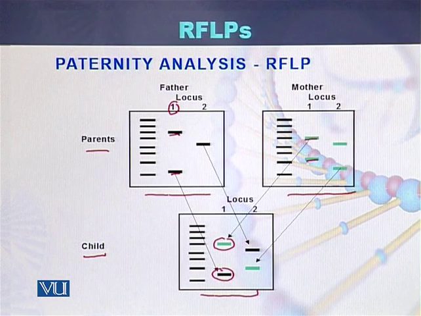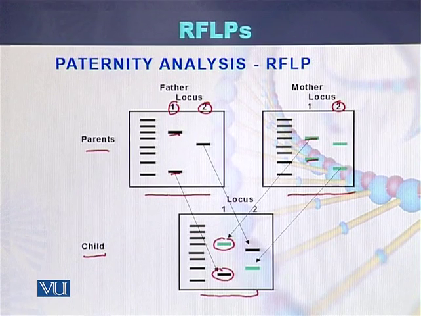When we do the comparison at locus 2, this is the DNA fragments or banding pattern of locus 2. In case of the father, the father is homozygous because he has just a single band. If there is a single band, it is called homozygous. If there are 2 bands, then it is called heterozygous. While in case of the mother at locus 2, she is heterozygous.